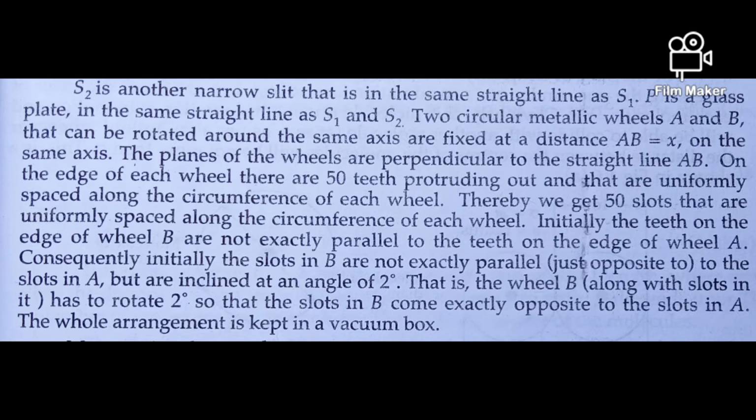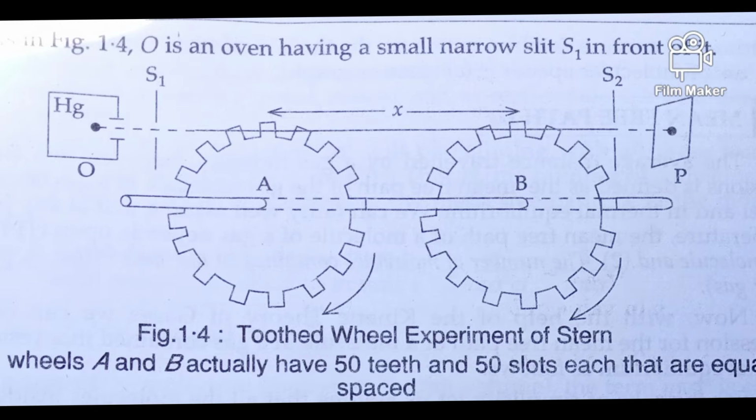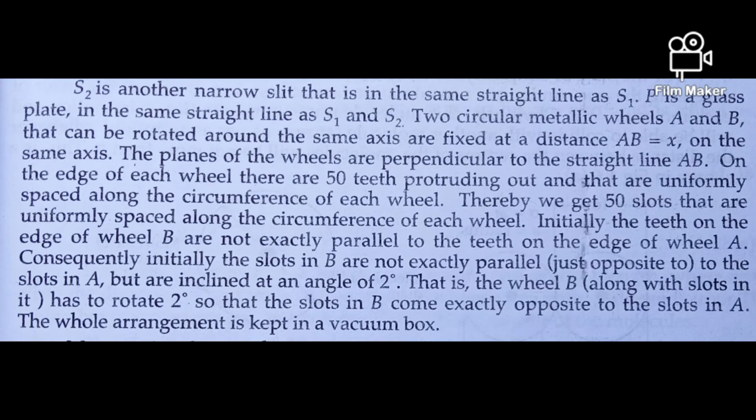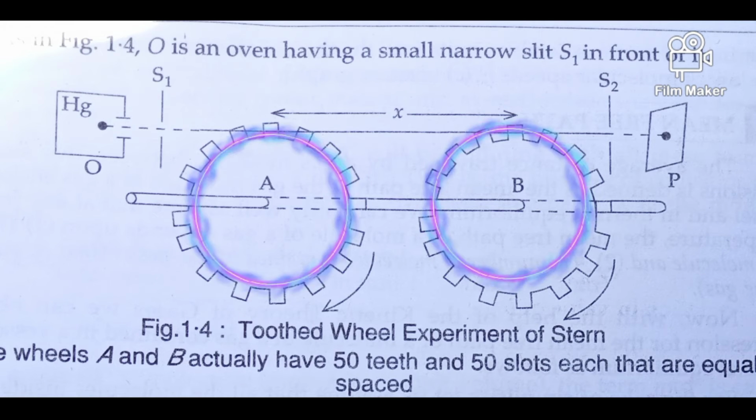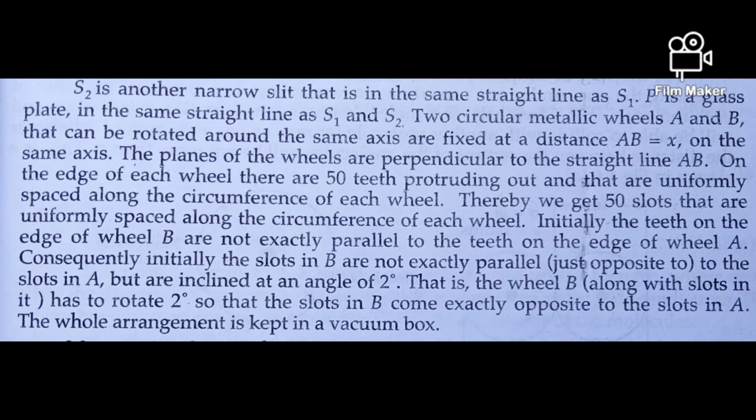S2 is another narrow slit that is in the same straight line as S1. So S1 and S2 slits are in the same line. P is a glass plate in the same straight line as S1 and S2. Two circular metallic wheels A and B that can be rotated around the same axis are fixed at a distance AB equal to x on the same axis. The planes of the wheels are perpendicular to the straight line AB.